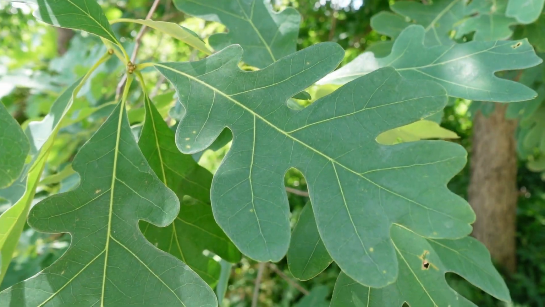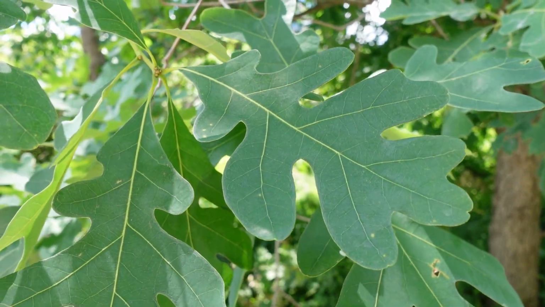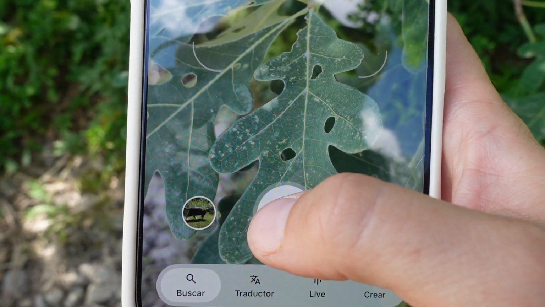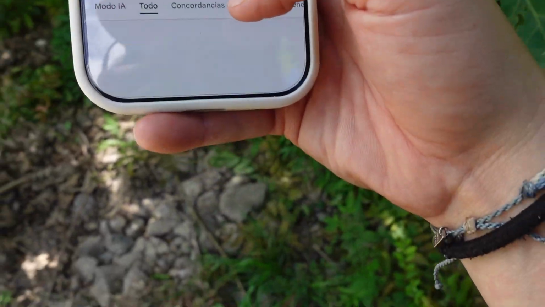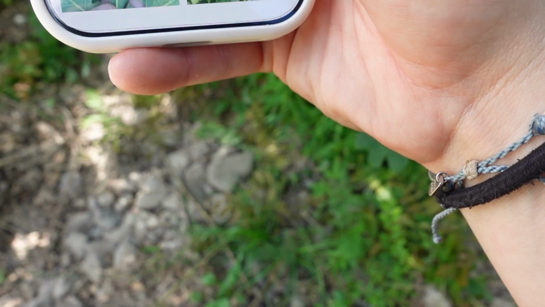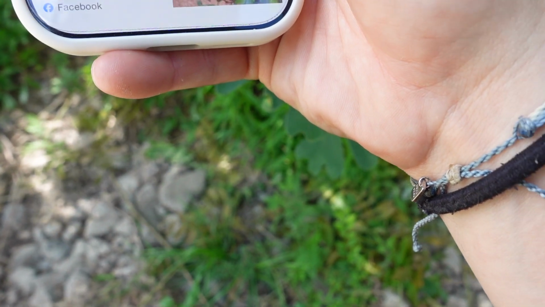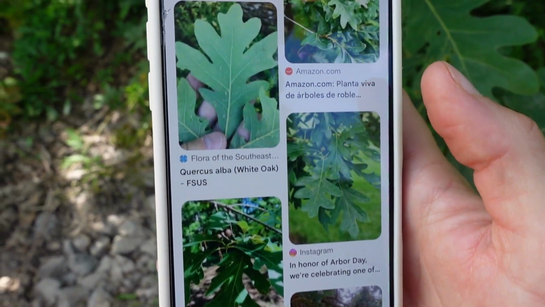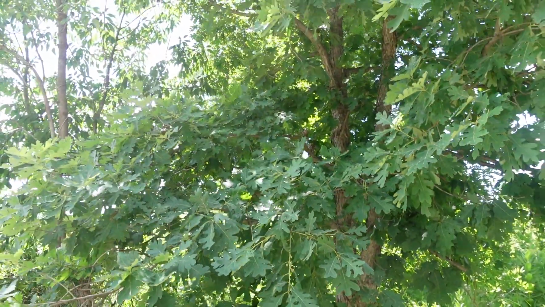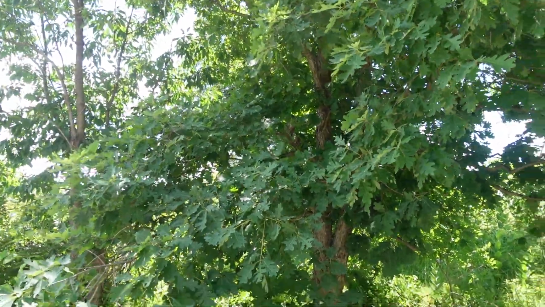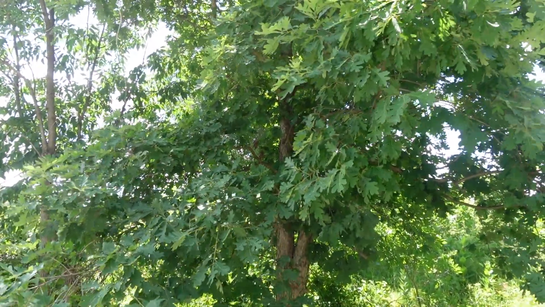Let's take a picture of this leaf to identify this tree. Okay, I'm using my phone to take a picture of the leaf. And this is a white oak tree. People use the wood from an oak tree to build things.